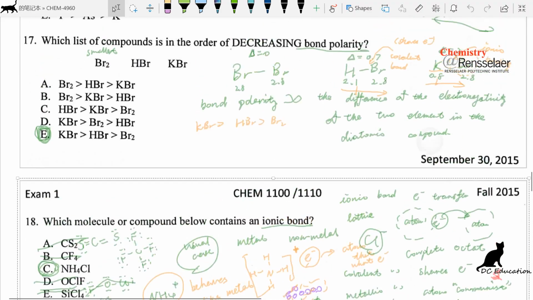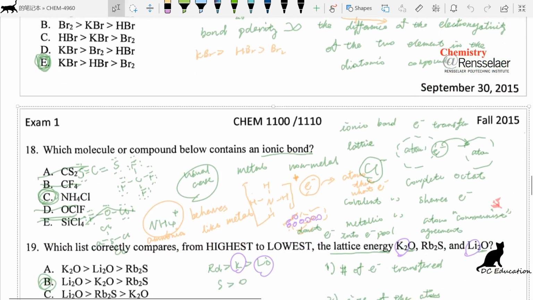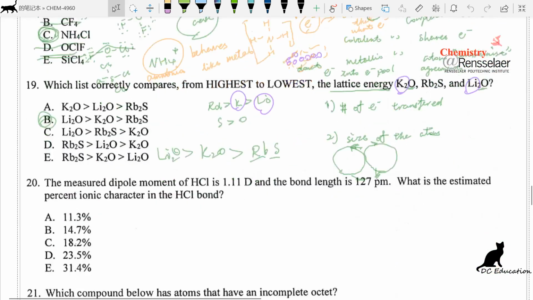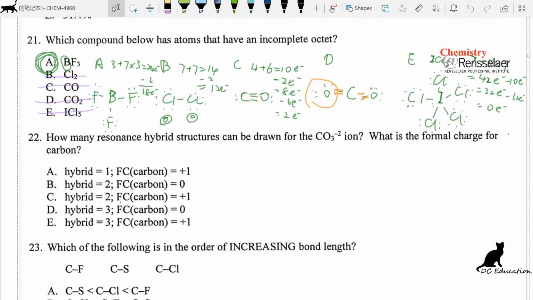So we're still on exam 1 from 2014 fall semester and we're on question number 22. It says how many resonance hybrid structures can be drawn for the carbonate ion? What is the formal charge for the carbon atom in a molecule, whatever.